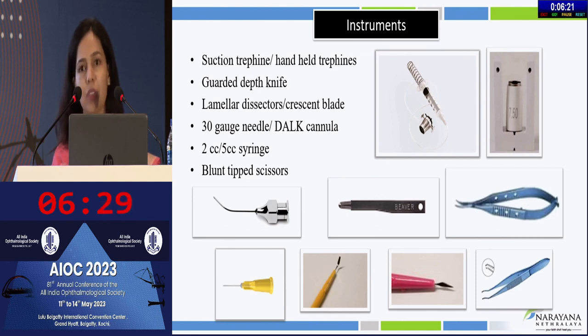There is further anterior lamellar dissection, if you're planning to have it: the lamellar dissectors or the crescent blade. And of course, for the bubble itself, you can either do it with a cannula or a 30 gauge needle. And very importantly, one instrument which I think is really helpful are blunt tip scissors.